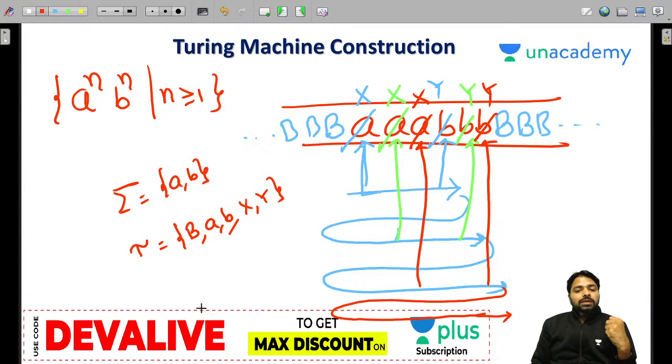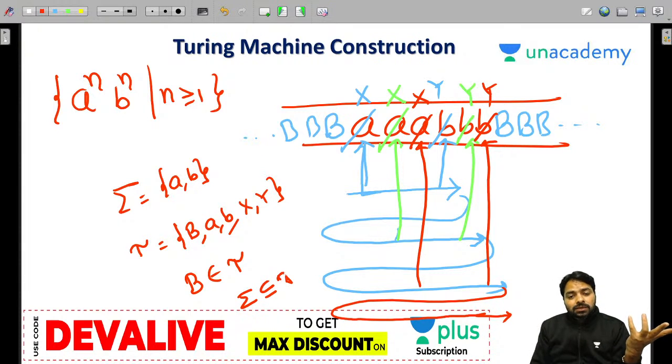Here blank belongs to tau and sigma is a strict subset of tau, remember that. This is how we are going to proceed for the next session. And it's not going to be easy, because you might be thinking that a Turing machine you can design in 1 minute. Only by practicing. The first time you are learning the Turing machine, you need to understand the logic rather than the Turing machine construction. Logic is very important.